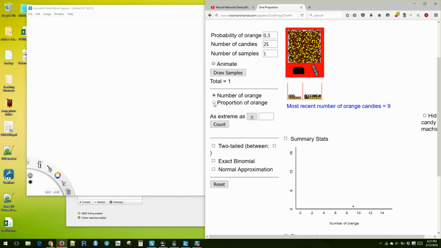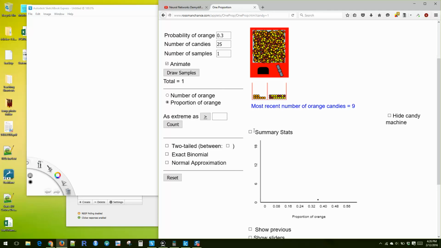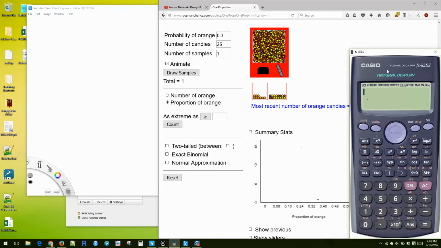I need to do a proportion of orange, okay? So here I've got, out of the 25 pieces, 9 of them were orange. And so 9 out of 25, does this... Here it is. It just says, okay, well, where's my calculator here then?